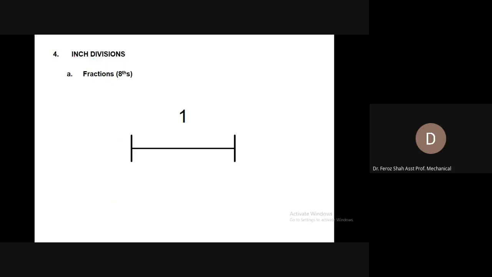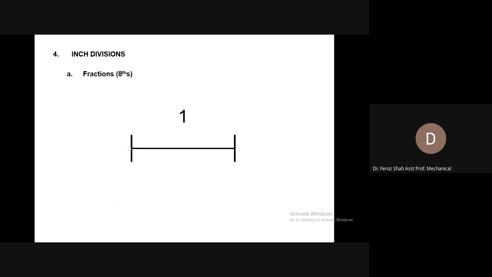For example, if you want to divide an inch into 8 equal divisions, or in other words, if you divide 1 inch into 8 equal parts, then each part will be 1 by 8th of an inch. So for that, you will have to draw a line of 1 inch from here to here.